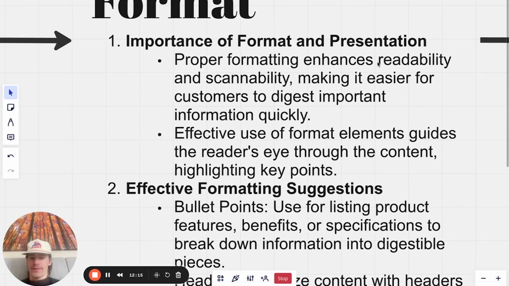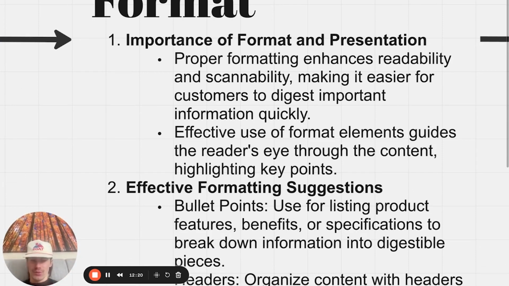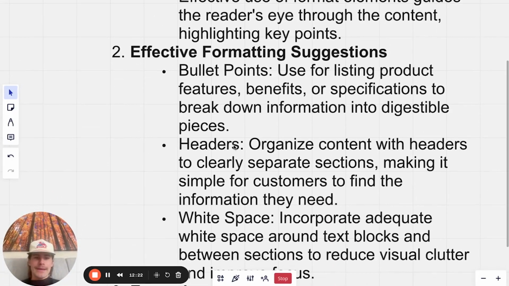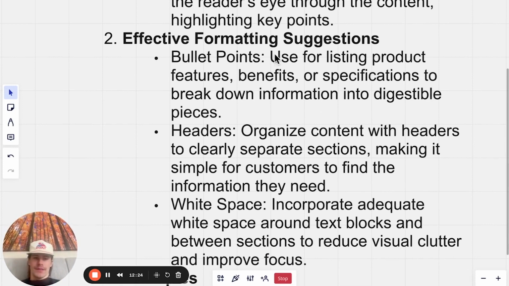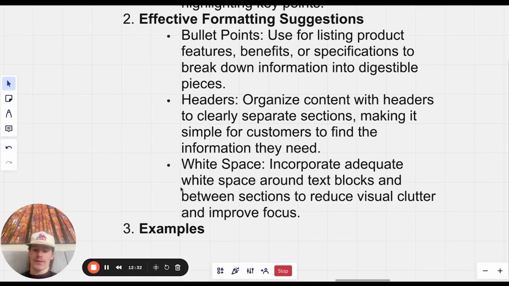So there's a few different ways you can do this. Again, we'll go through examples. It's kind of easier to explain with something visual, but some other nice formatting suggestions, right? Bullet points, headers, and white space, right? Break those paragraphs into different sentences, not just a giant block of text.